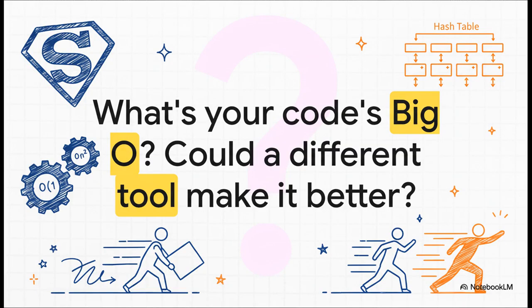So, I'm going to leave you with a challenge. The very next time you get a piece of code to run, just stop for a moment. Ask yourself, what's its big O? And then ask, is there a different tool, a different data structure for my toolbox that could make this even better? That question, right there, is the first step to really using your new superpower.